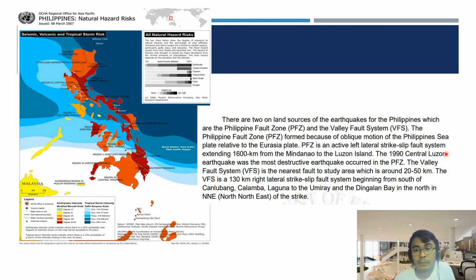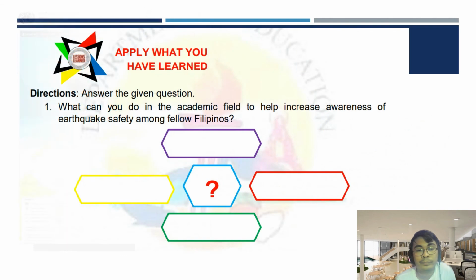Okay. So just go over with this discussion para makita nyo yung earthquake or yung fault system all over the Philippines po. Okay? So with this map naman makikita mo yung mga lines and demarcations po. And then after that, you need to answer this and rather apply what you have learned, wherein you need to try to complete this graphic organizer.